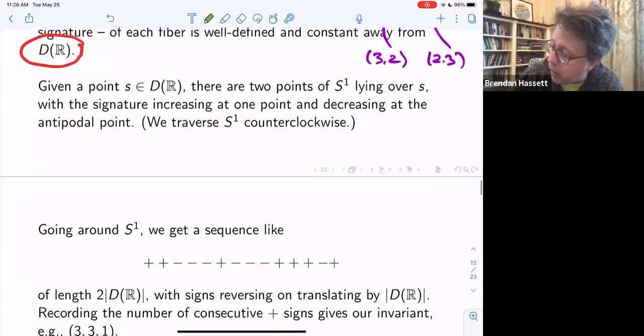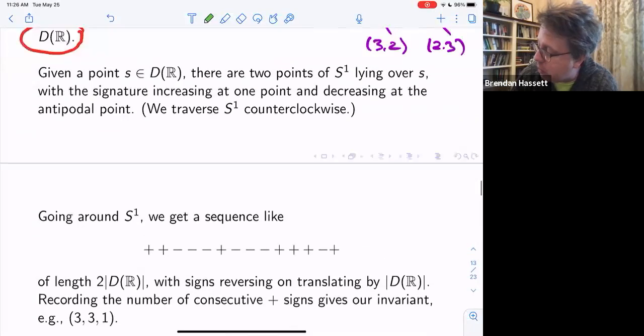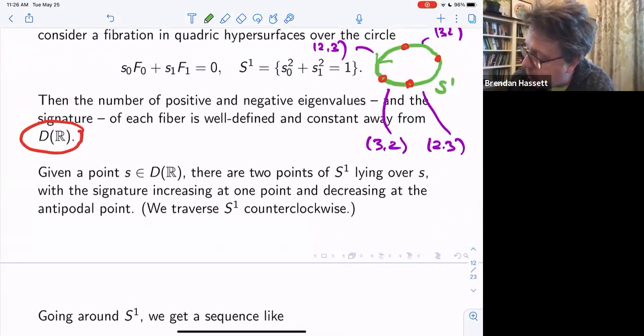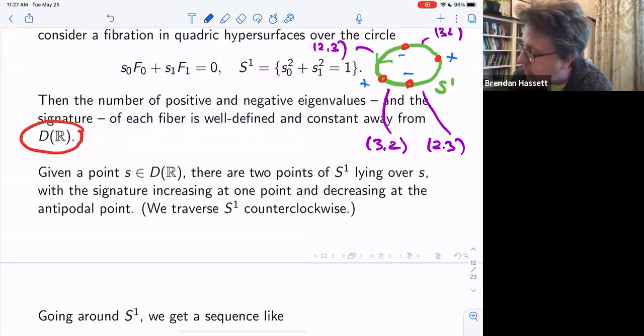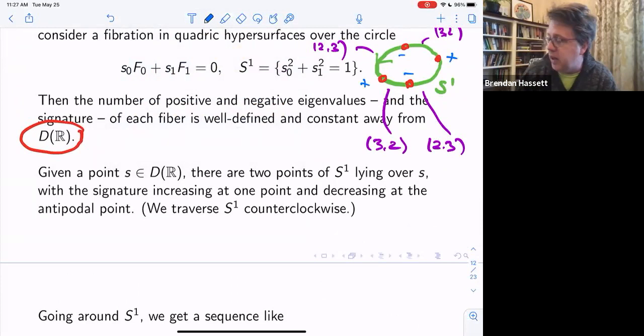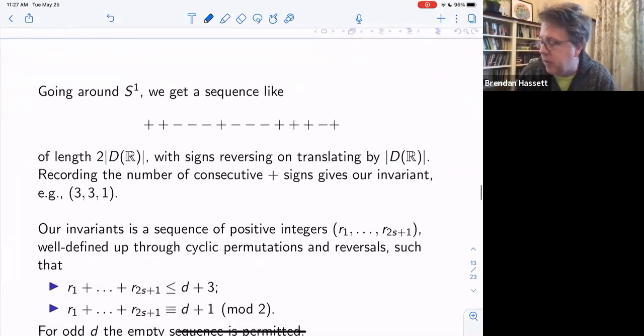All right, so then we record, as we go around S1, sequences as signatures go up and down. Maybe I'll show you how the bookkeeping goes. In this example, I have to remember to go counterclockwise. So here we're going minus, plus, minus, plus. I just keep track of how the signatures change as I go around in the diagram. And so we get a sequence of changes.